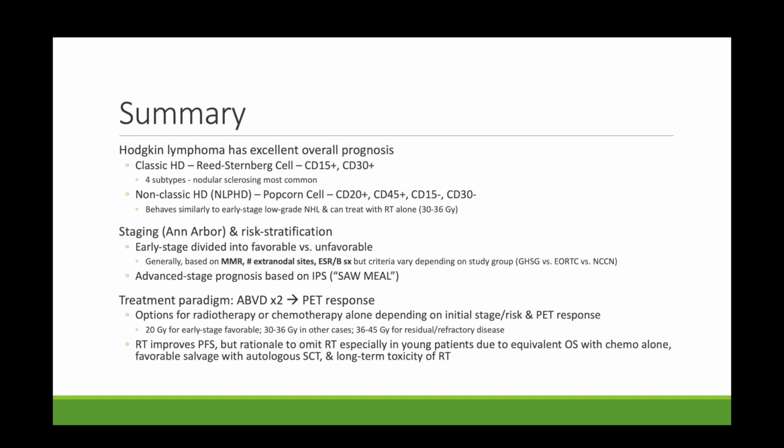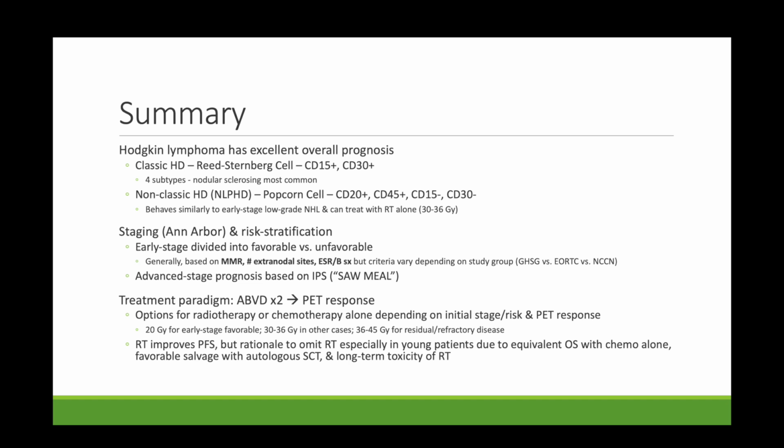Remember those SAW, meal, those 7 risk factors. But that's really just a prognosticator. It doesn't really affect our management. And when it comes to the treatment paradigm, the standard is ABVD times 2, followed by a PET response. And then treatment options include subsequent radiotherapy or chemotherapy alone, depending on the initial stage and risk stratification, as well as their PET response after 2 cycles of ABVD.